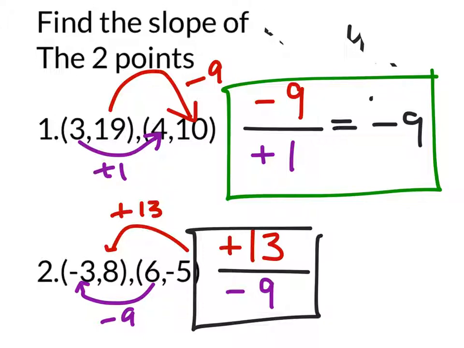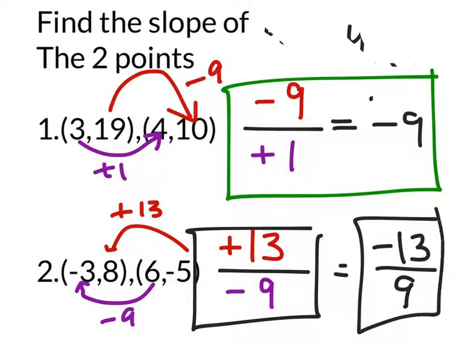Here's the only difference on number 2, okay? Let's say on number 2, we went from negative 3, 8 to 6, negative 5. The only difference is that in your fraction, you'd get negative 13 over positive 9. These are the same. They are exactly the same, and you'd get both of them correct either way.